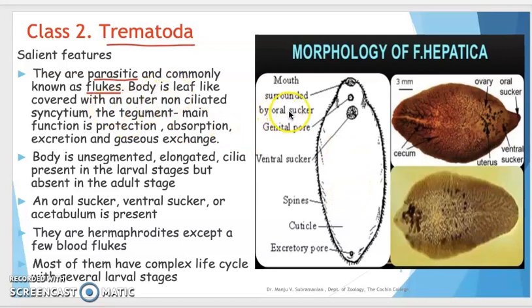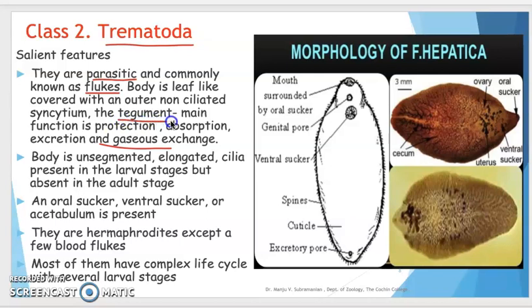It is covered with an outer non-ciliated syncytium, the tegument. The main functions are protection, absorption, secretion, and gaseous exchange. So the outer covering, or the outer epithelium, is a little bit hard, somewhat cuticle-like, so it is called a tegument.